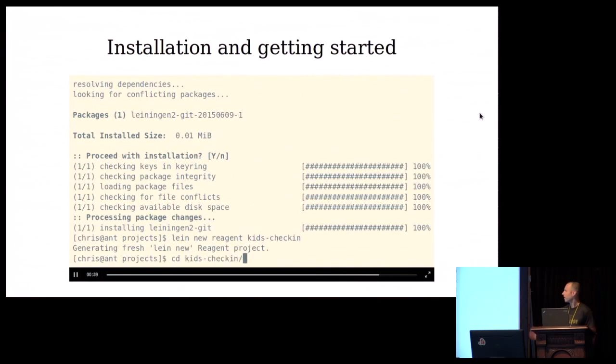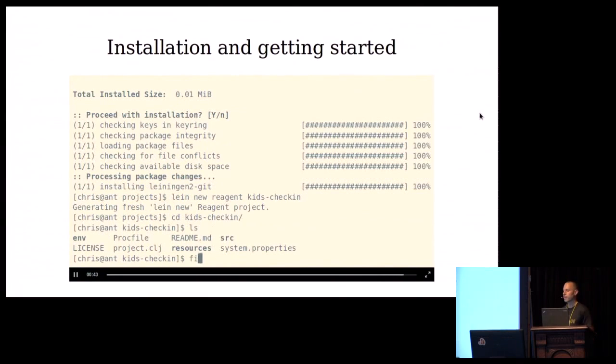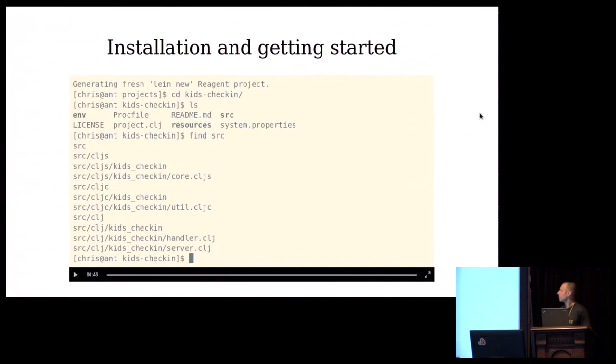Once it has been created, we can take a look at what was generated. Specifically looking in the source directory, we see three directories that were created. We have a CLJS directory for our ClojureScript code. We have a CLJ directory for our server-side Clojure code. And in the middle, we have a CLJC directory, in which you're able to share Clojure and ClojureScript code.